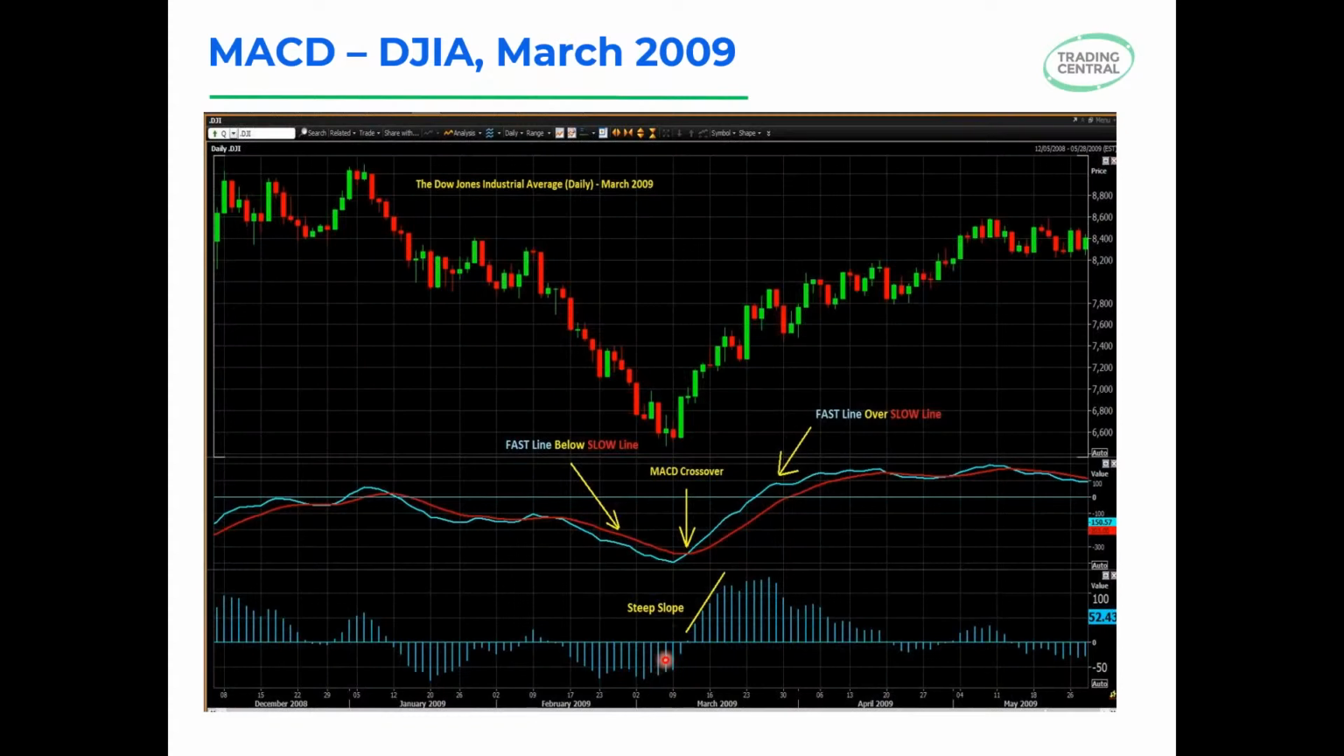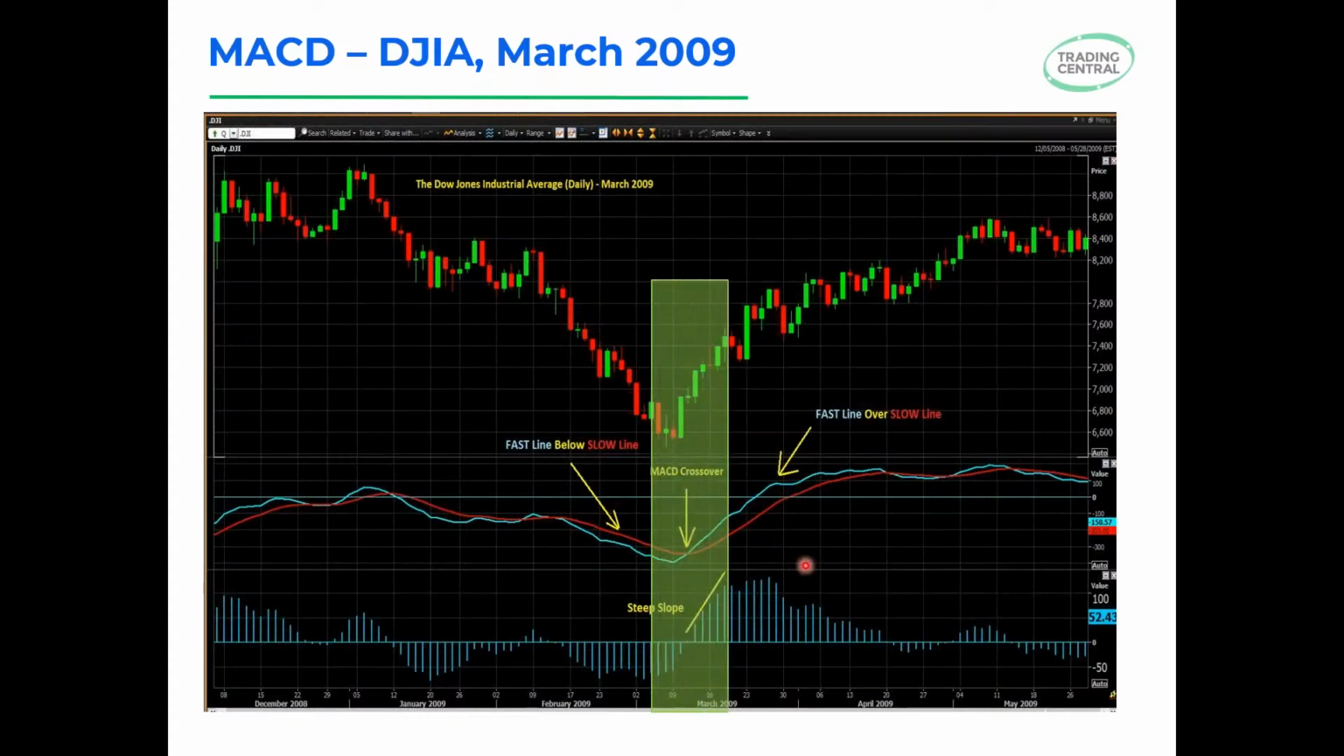Your job as a trader is to find out when this histogram turns less negative and then to zero. At the point zero, it means that the blue and the red lines cross. Then if it turns positive above zero, it means the blue line is above the red line. This part. And after that, you see what? We see the market rebound and never look back.